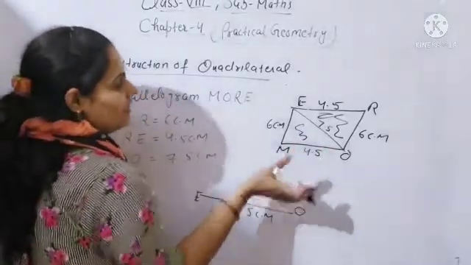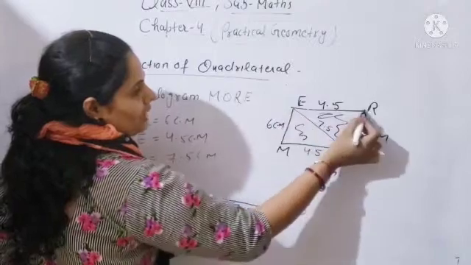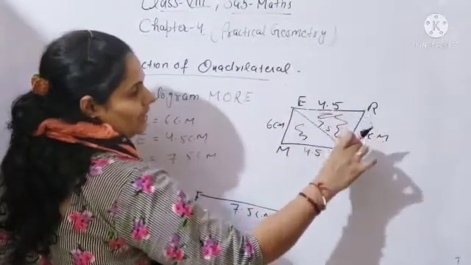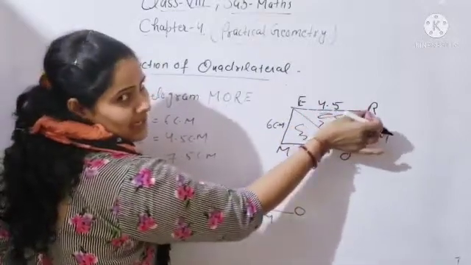So you can take any triangle first. So for example, if I am taking this one, okay. So from point E to R, what is the length? 4.5, and O to R, this is 6 centimeter. And intersecting point of both the line is point R.